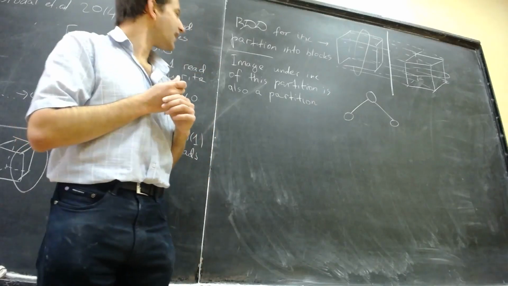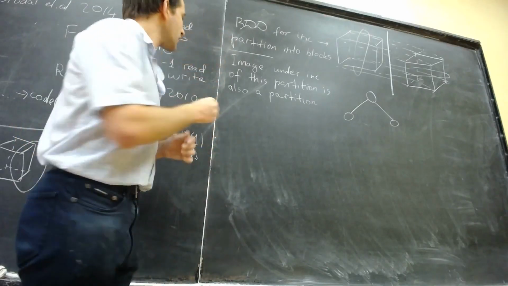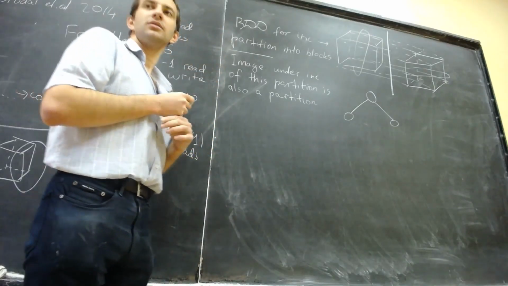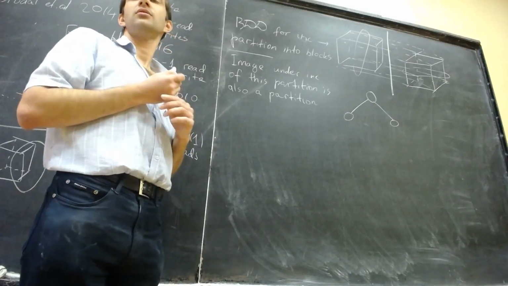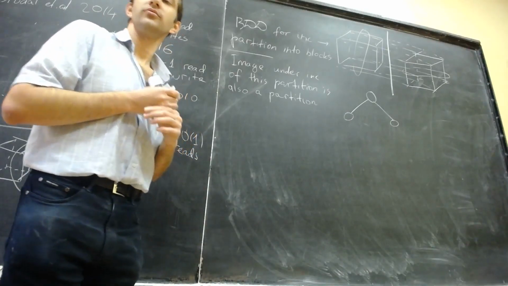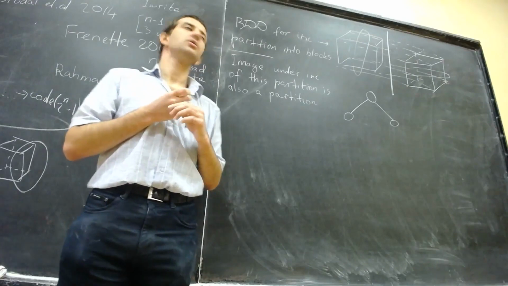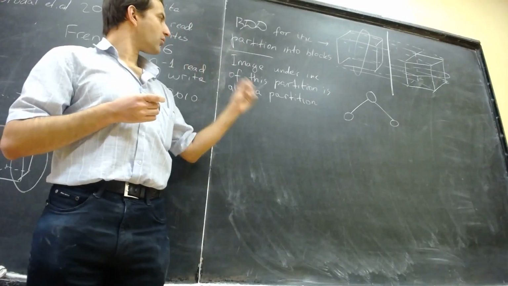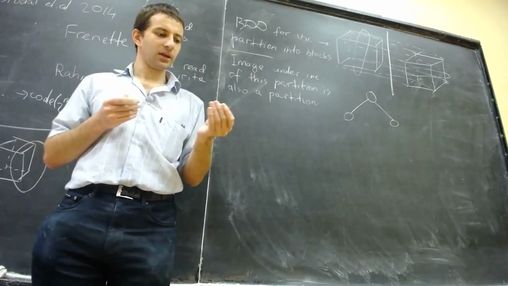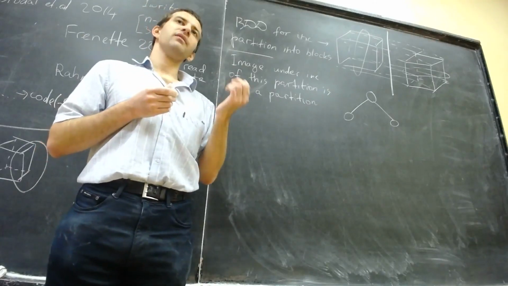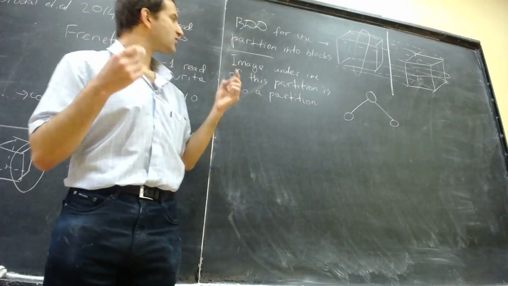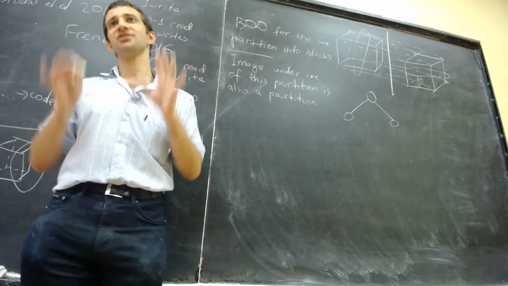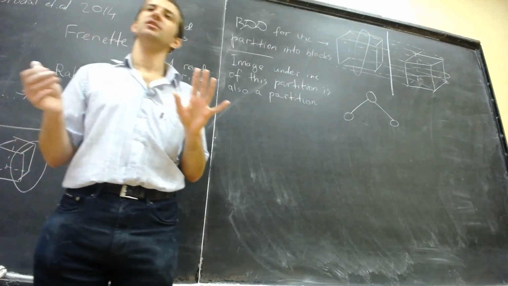Okay, now about the image, can you repeat again? Why is the image of the partition again a partition? Well, first, it is also a partition. The image of a partition is also a partition under bijection.